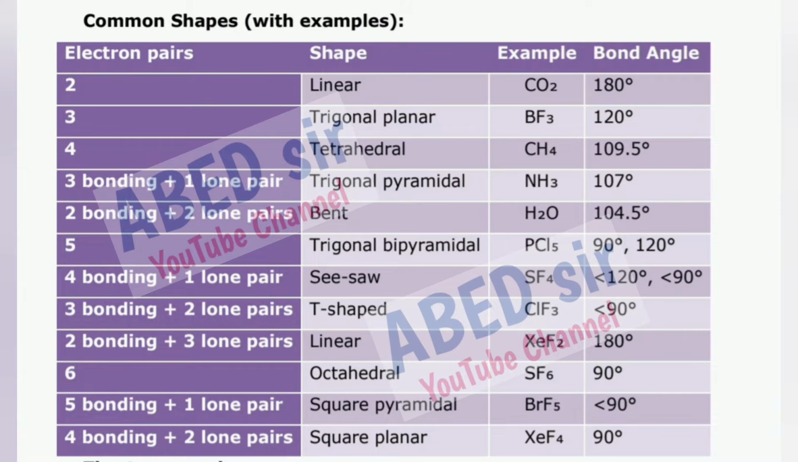4 bonding plus 1 lone pair: seesaw, SF4, less than 120 and less than 90 degrees. 3 bonding plus 2 lone pairs: T-shaped, ClF3, less than 90 degrees. 2 bonding plus 3 lone pairs: linear, XeF2, 180 degrees. 6: octahedral, SF6, 90 degrees. 5 bonding plus 1 lone pair: square pyramidal, BrF5, less than 90 degrees. 4 bonding plus 2 lone pairs: square planar, XeF4, 90 degrees.